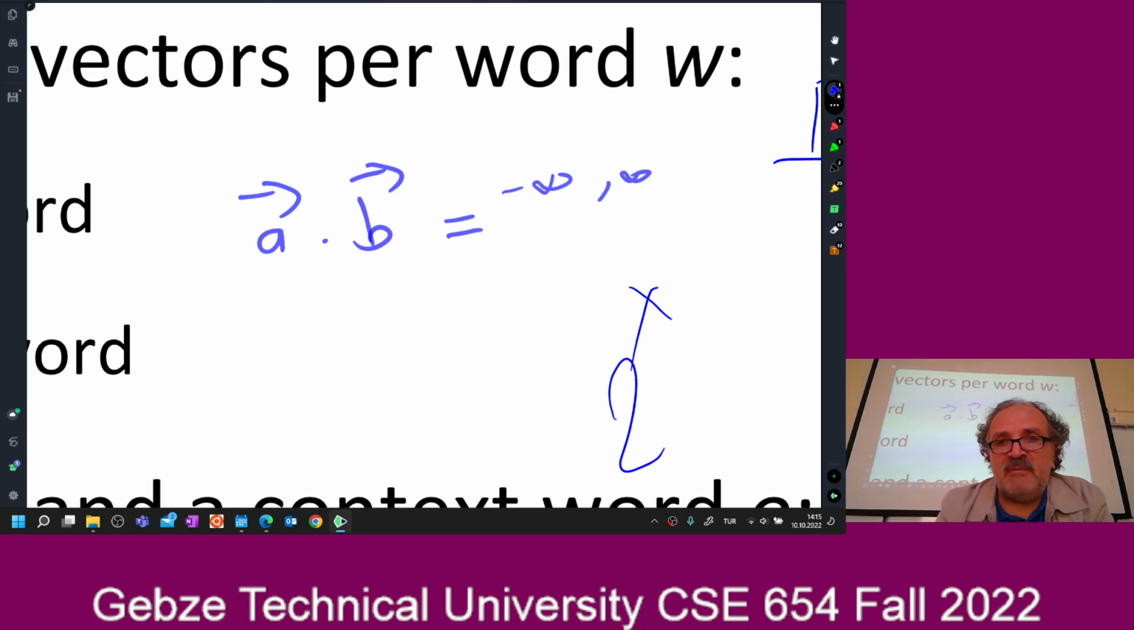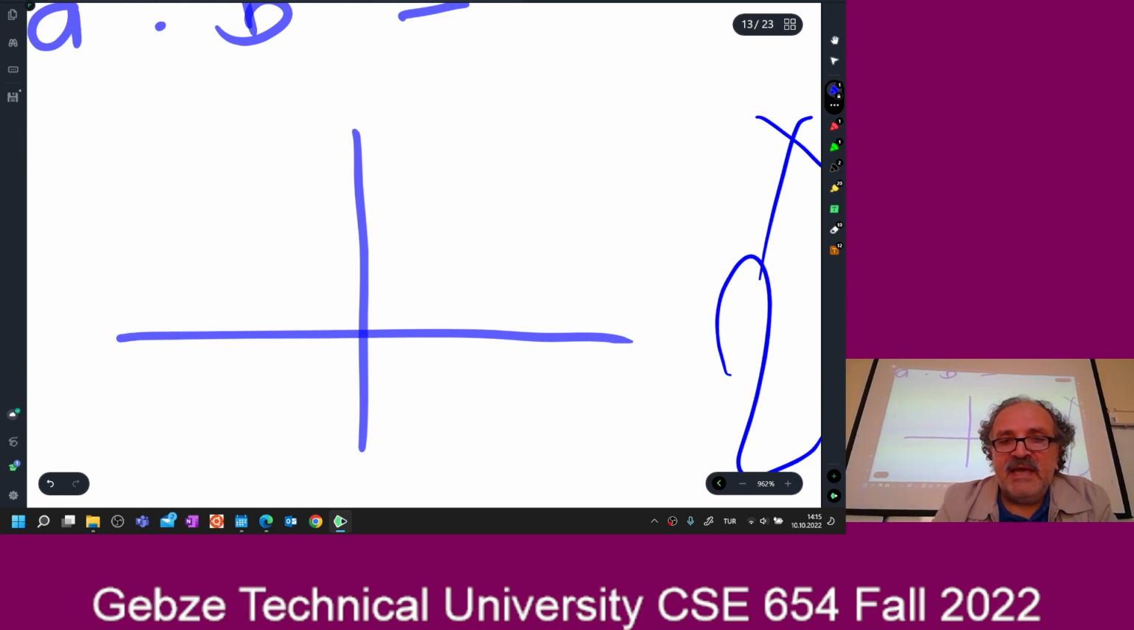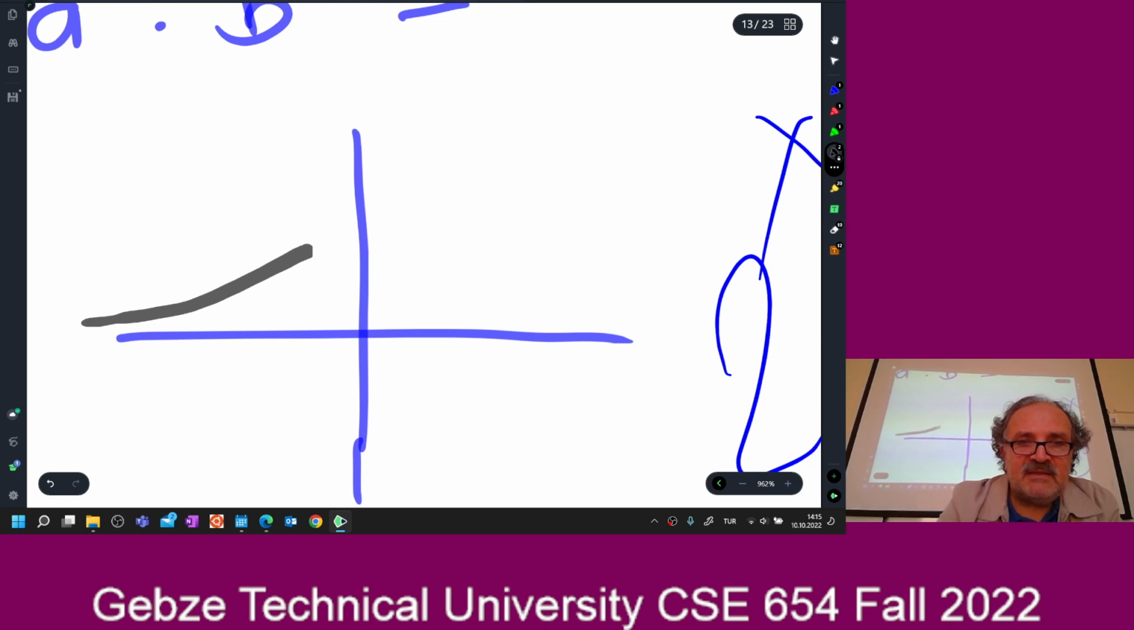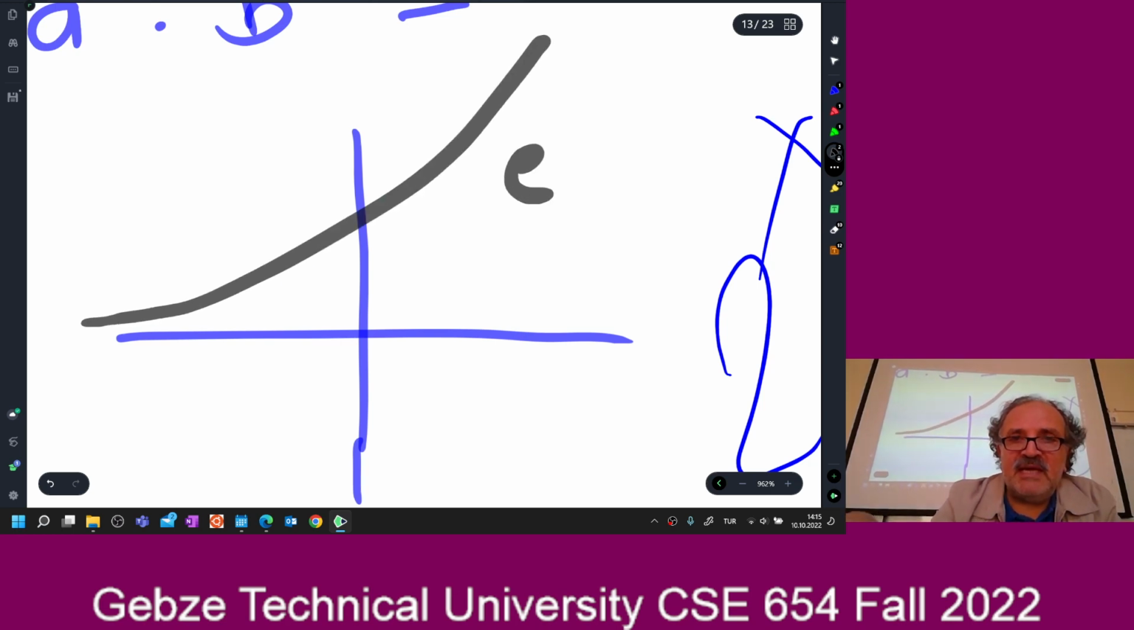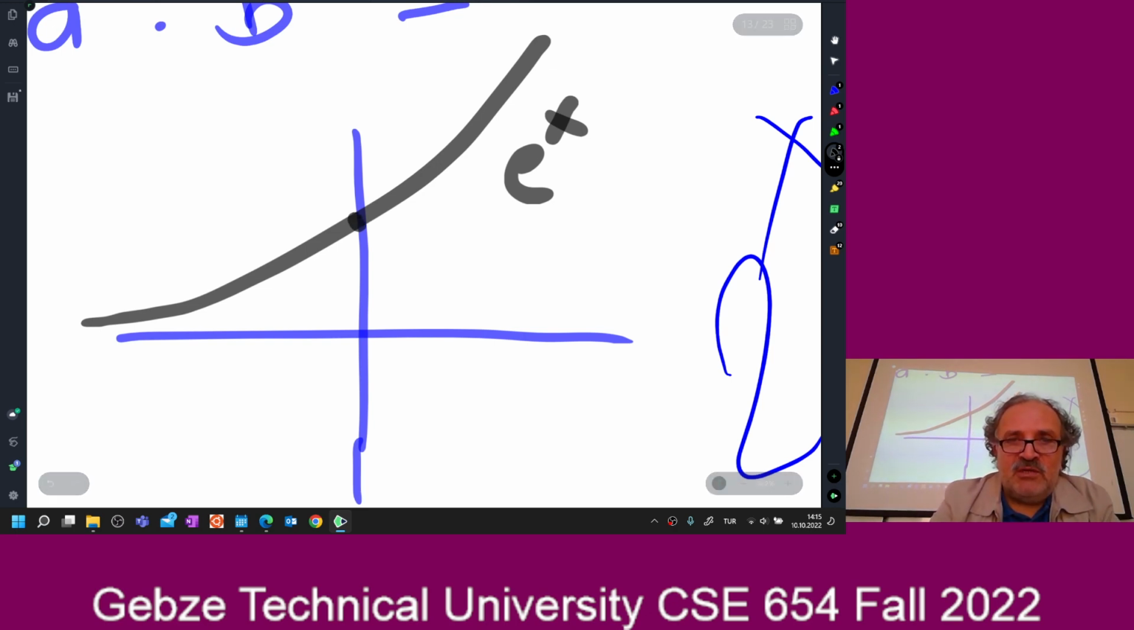To calculate the probabilities, we have to do something. Let's look at this function. Any function that takes the exponential will look like this: e to the x. e is something like 2.71 something. That number to the x will give me this exponential. And what is this point? e to the 0 is what? 1. This is 1.